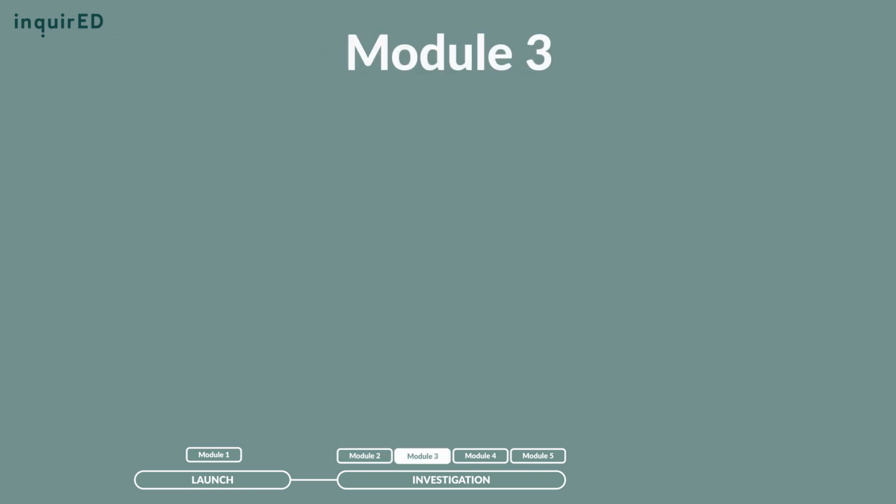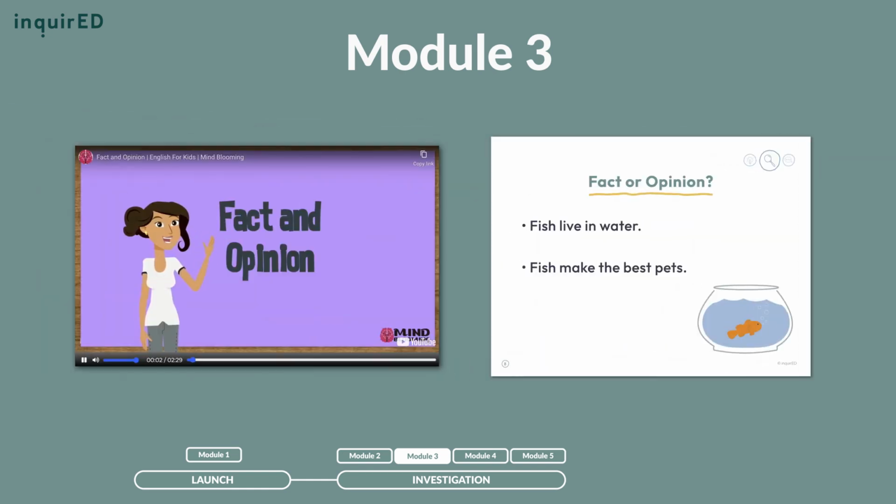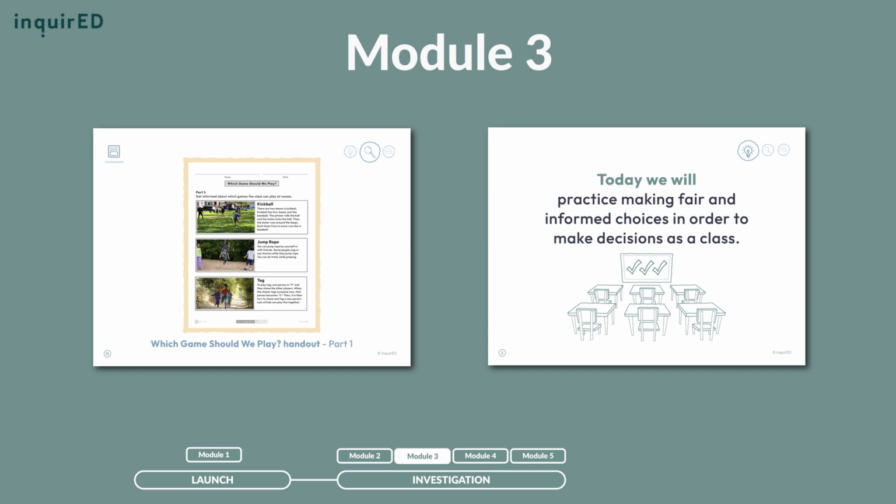In Module 3, students engage in a fishbowl activity to explore and practice respectful listening and sharing. They examine sources to distinguish fact from opinion and practice making thoughtful, informed decisions.